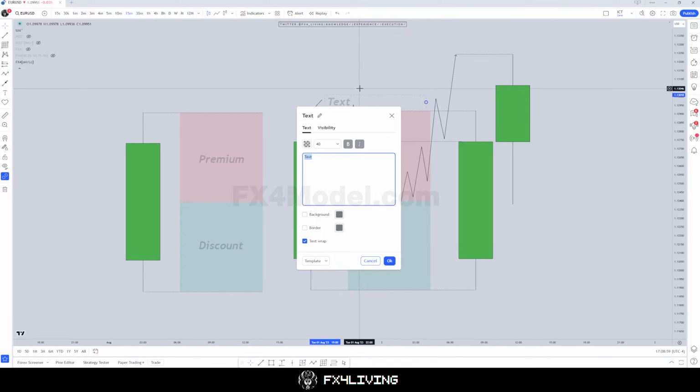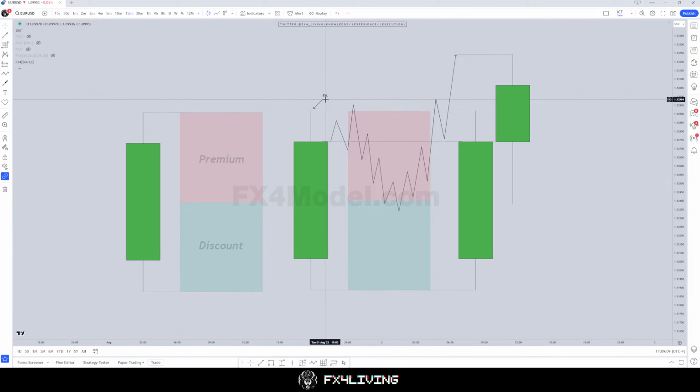So that means the buy side liquidity, I'm just gonna remove that. There we go. So that's the buy side liquidity, right? We activated more buyers here, and then they got instantly punished, right? And if you are an FX4 model trader, you know that this is the accumulation range. This is your manipulation.